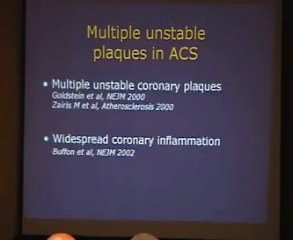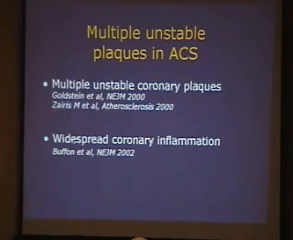And here there are two interesting studies that say that those patients who have primary angioplasty for infarction, the paper by Goldstein in the New England Journal, and have multiple unstable coronary plaques, those that had multiple plaques were more likely to come back within a short time with a new infarction or new unstable angina. So multiple plaques in the study by Goldstein were associated with recurrent instability.